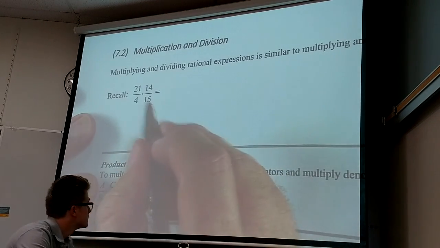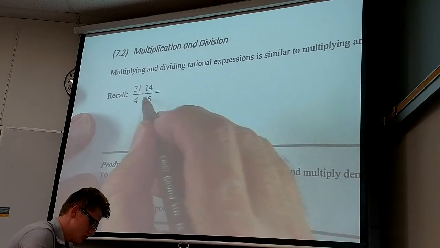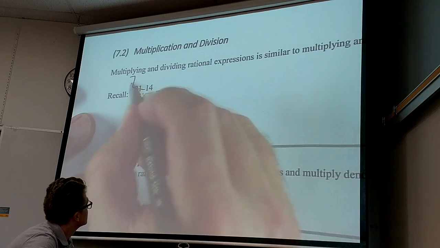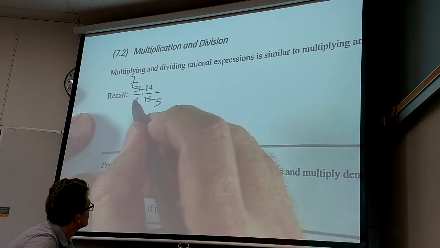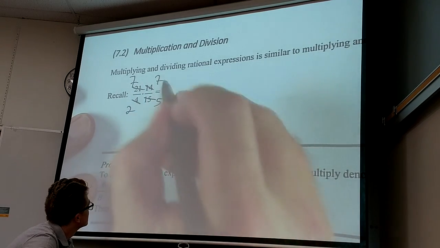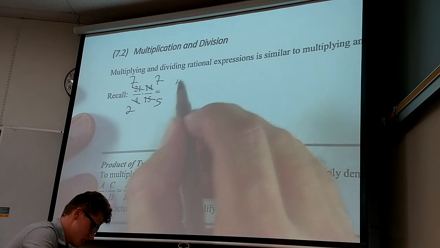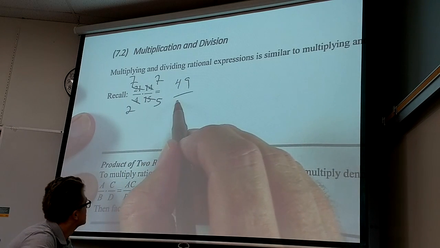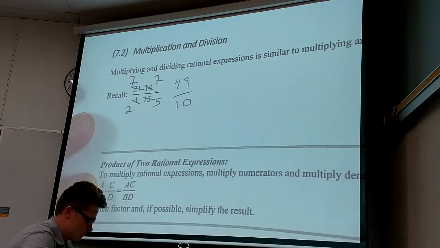So what goes into 15 and 21? 3. What goes into 4 and 14? 2. So what do I get? 49 over 10.